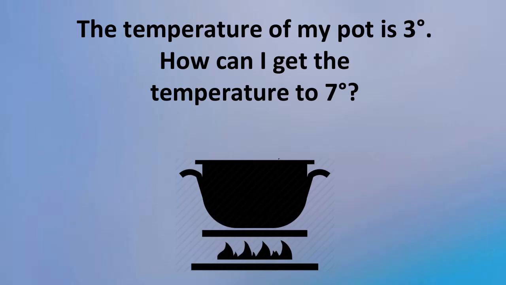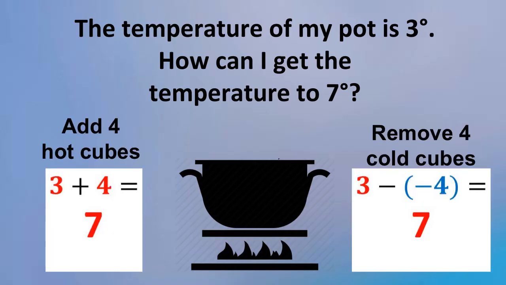So now that you're on to my secret that there's 2 different ways you can change the temperature, try this one. This is the last one. The temperature of my pot is 3 degrees. How can I get the temperature to 7 degrees? Remember, 2 ways. Write them down. Did you get them both?